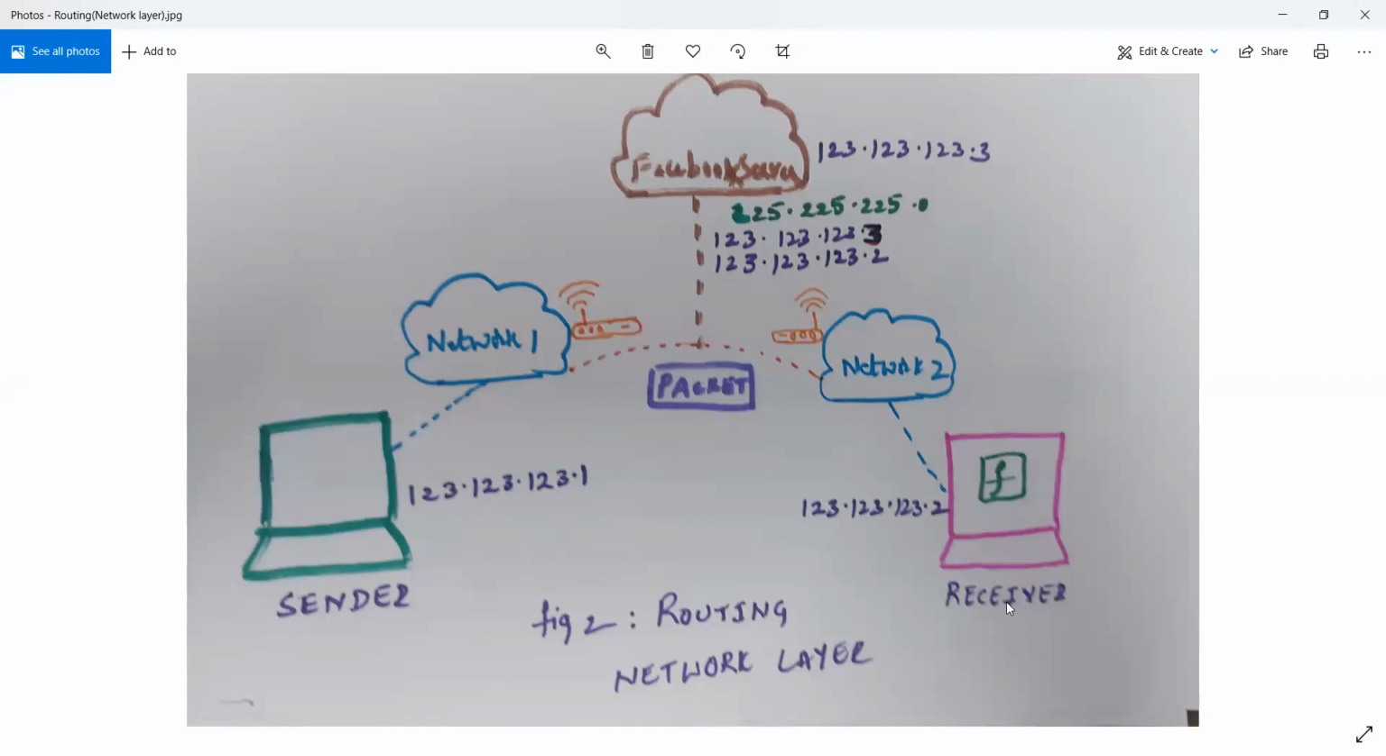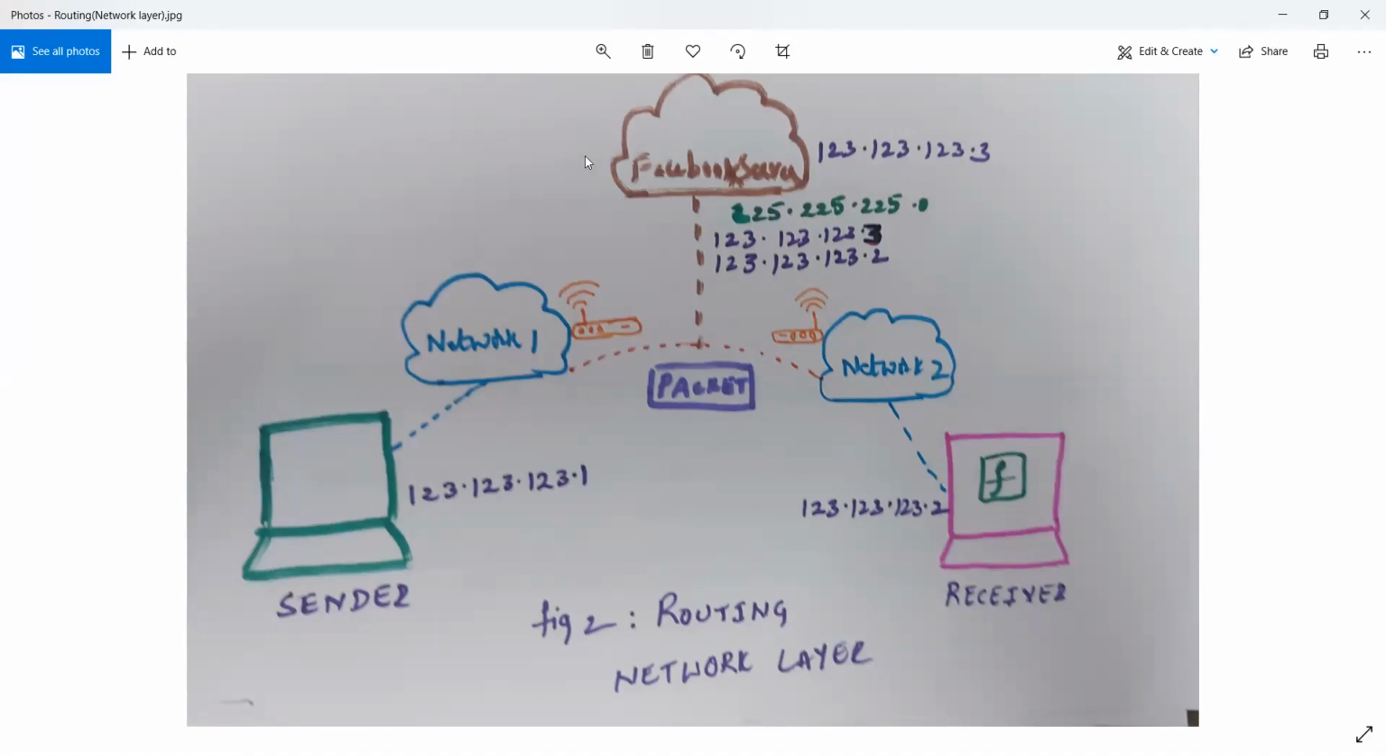And look here, this is the receiver, computer B. It is connected to network 2, so it has another IP address, 123.123.123.2. And in between network 1 and network 2, there is the Facebook server. This Facebook server also has a unique IP address, 123.123.123.3. The first group can be any number between 0 and 255, and the second group is also from 1 to 255. So there is a sender, a Facebook server, and a receiver, each having individual IP addresses.